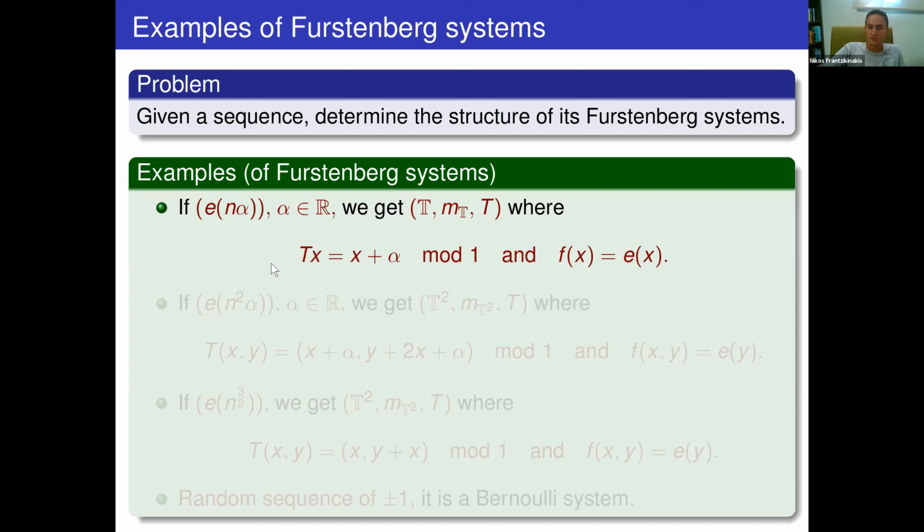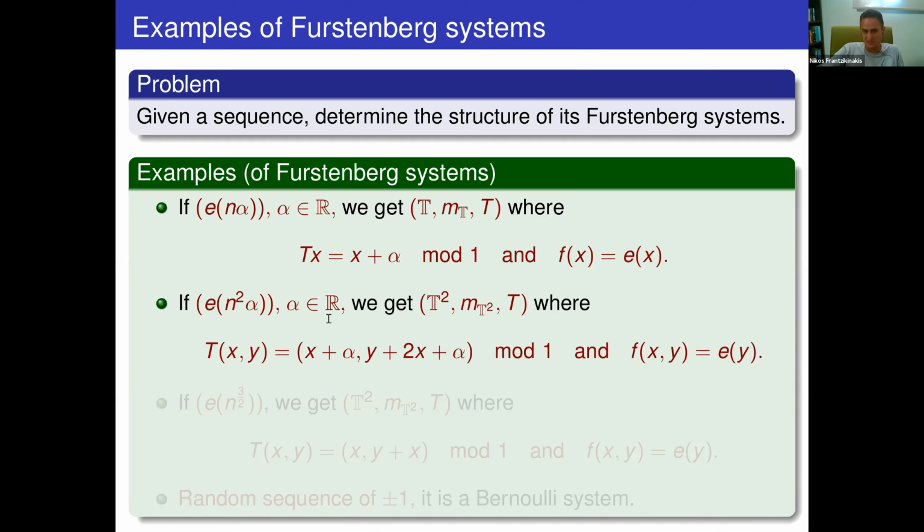Now, if you go to e to the n squared alpha, a similar thing holds, but you have to think a little bit more about what the appropriate system is. Optimally, you could construct the system so that you take iterates and you see these guys. Then this is a good hint that the Furstenberg system of this sequence will be isomorphic with this system.